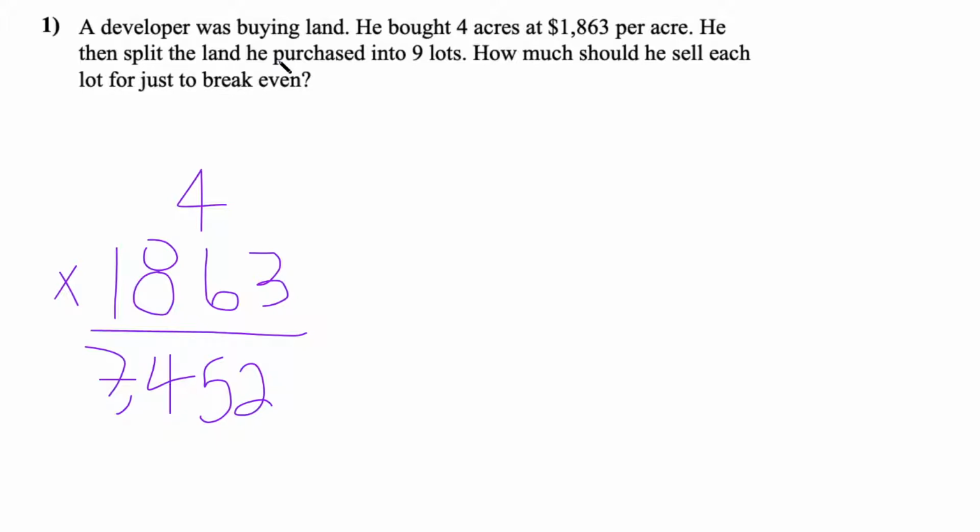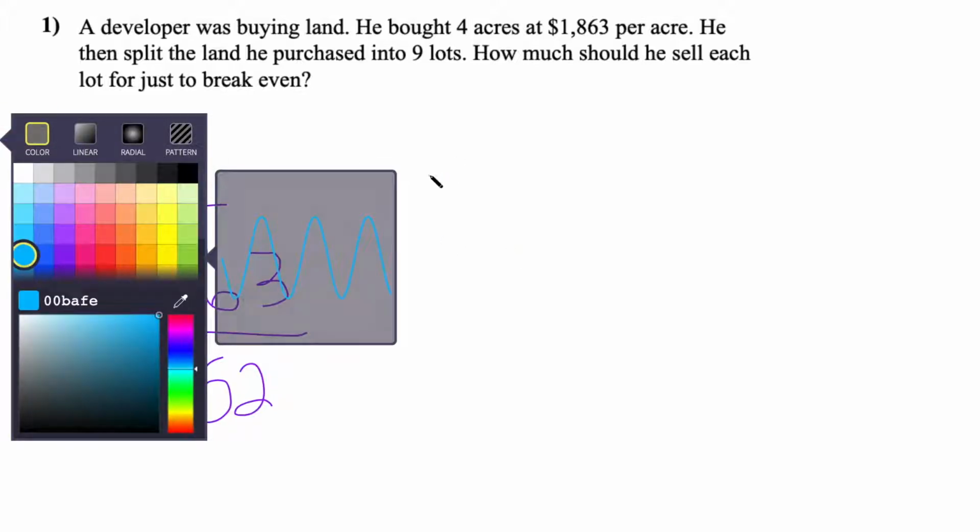So breaking even means he will have sold all the lots for as much as he's paid for them. So he wants to sell all his lots for a total of $7,452 because that's how much he paid for them. So he wants to make up all the money that he lost. So he wants to split up his 4 acres into 9 lots. So we're going to start with our total of money because that's how he wants to know how much he should sell them for. So we're going to change colors because we're doing a different step of the problem.